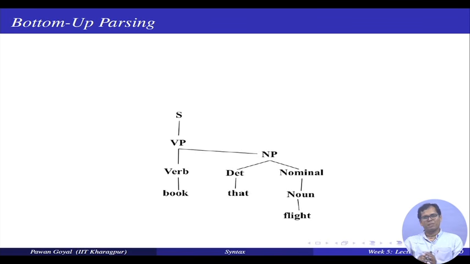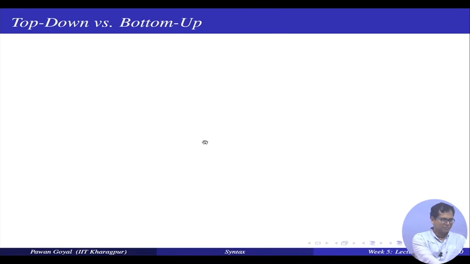So this is my bottom-up strategy. I start with the words in the leaves, try to grow them upwards by seeing what is the rule in my grammar where this occurs in the right hand side. Similarly, I will see here and so on. And finally, can I build them as a single tree starting from S? And that strategy finally gives me this particular tree.